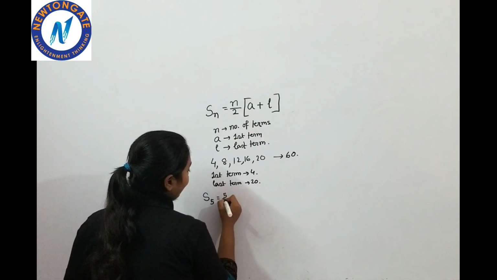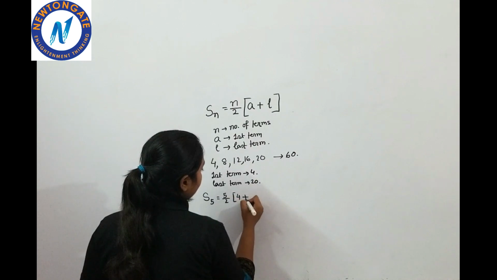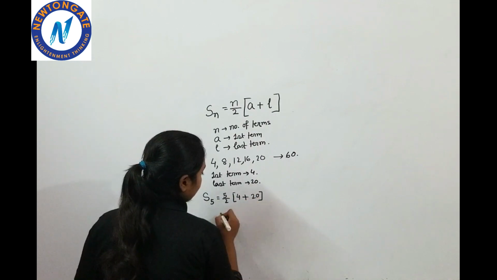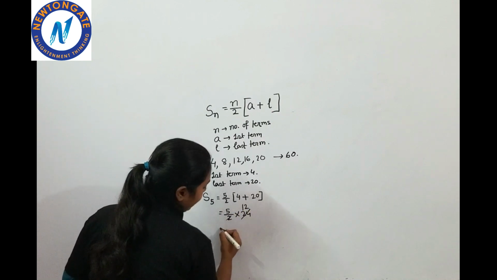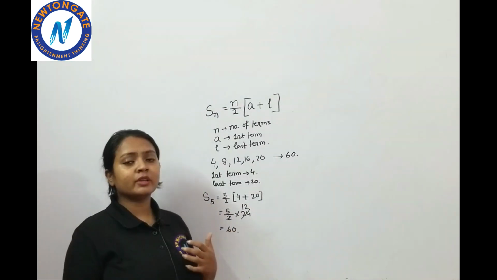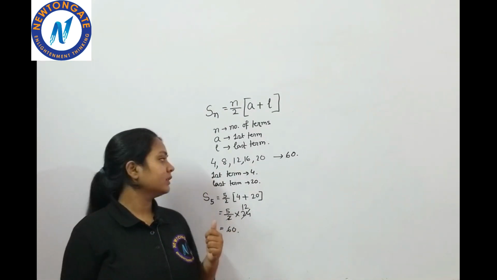equals to 5 by 2. A means 4 into 20. That means 5 by 2 into 24. 2 12s are 24 and 5 12s are 60. We use the formula according to the problem. Okay.